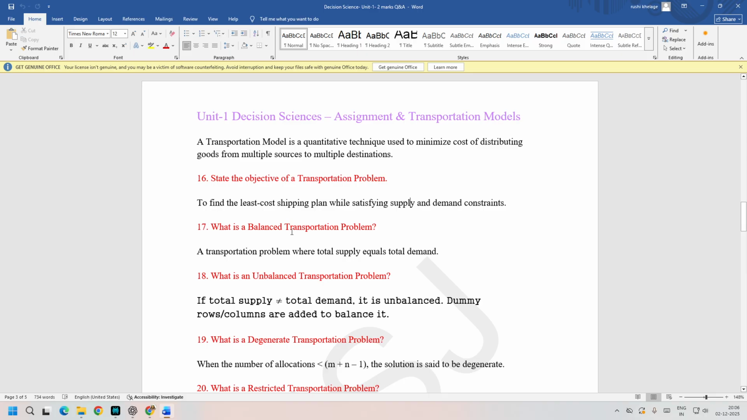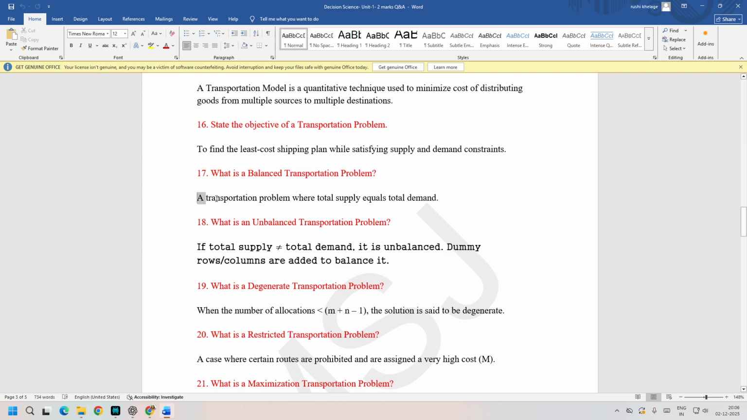What is the balanced transportation problem? A transportation problem where total supply equals total demand. That's a balanced transportation problem. There is no imbalance, because here total supply equals total demand. Now question number 18. What is an unbalanced transportation problem? Unbalanced transportation problem means total supply is not equal to total demand. Definitely.